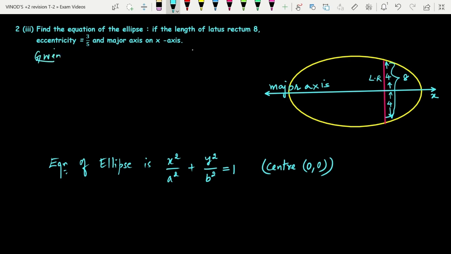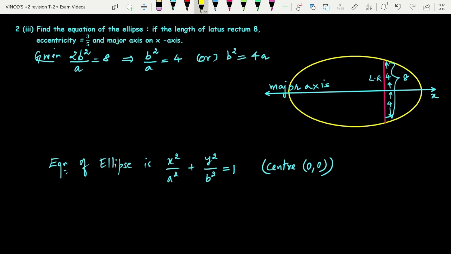Given the length of the latus rectum. The length of the latus rectum is 2b square by a, which is given to be 8. So you can write b square by a is equal to 4. Divide by 2, so b square by a is equal to 4, or you can also write b square is equal to 4a.